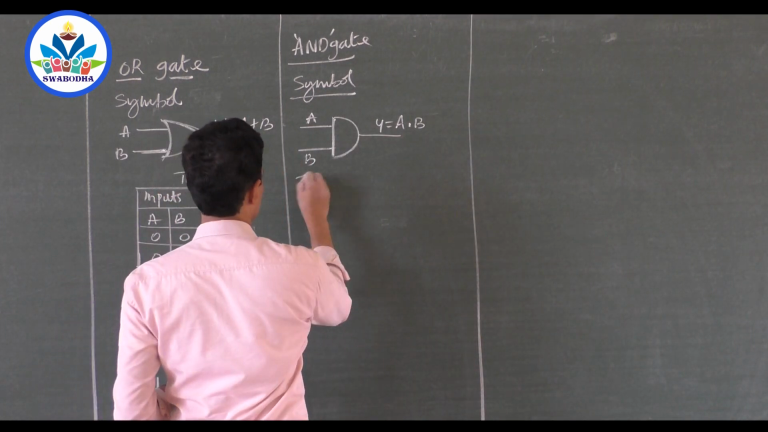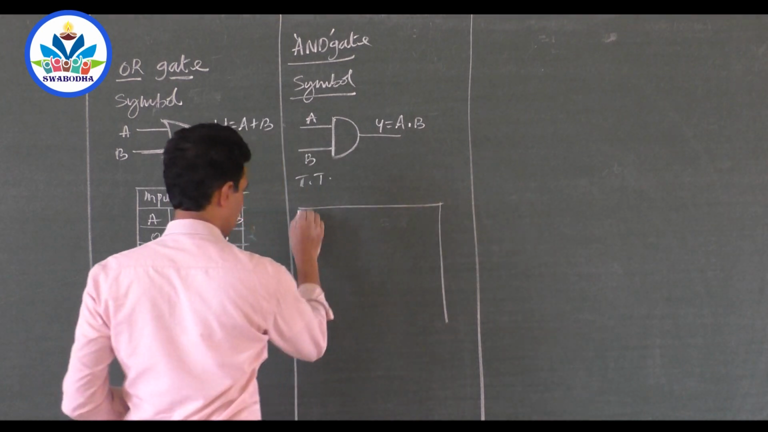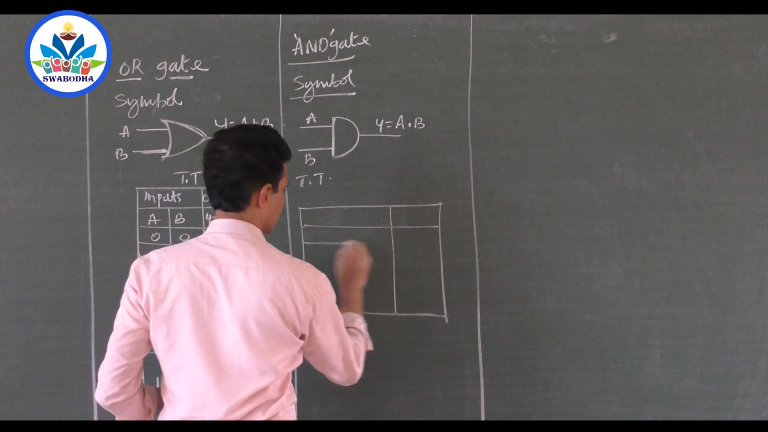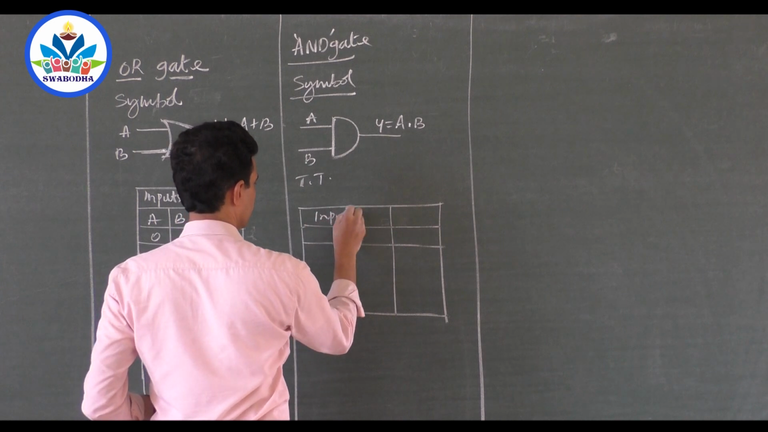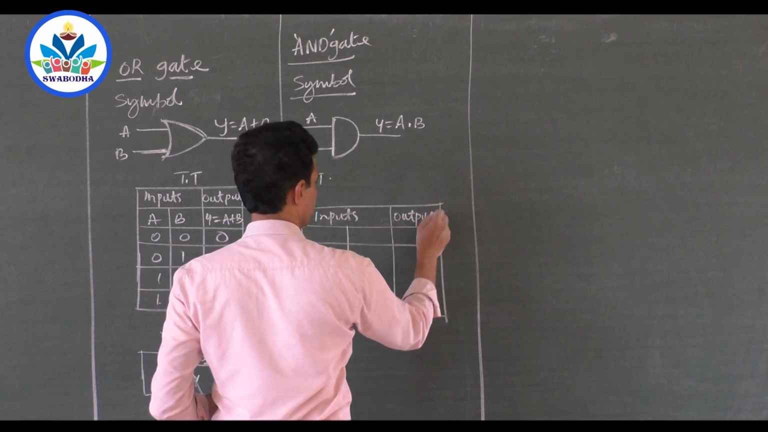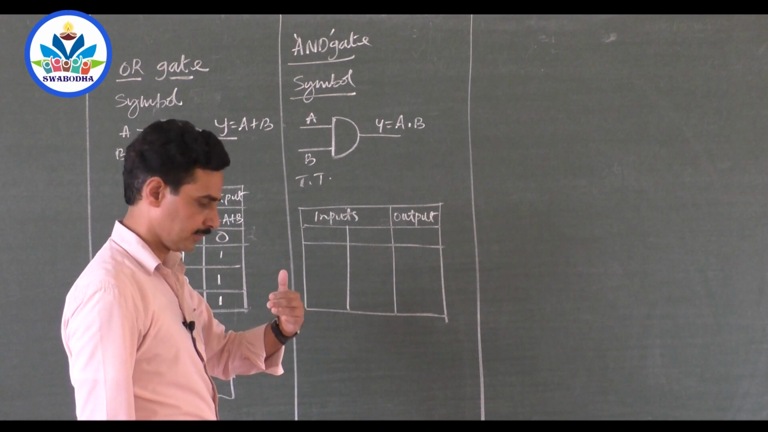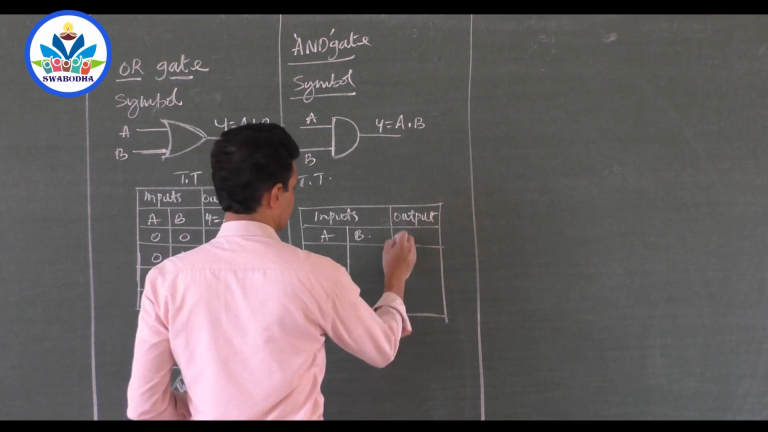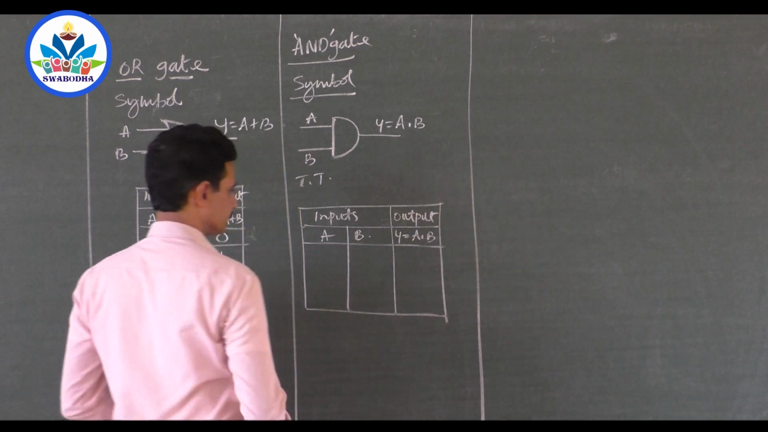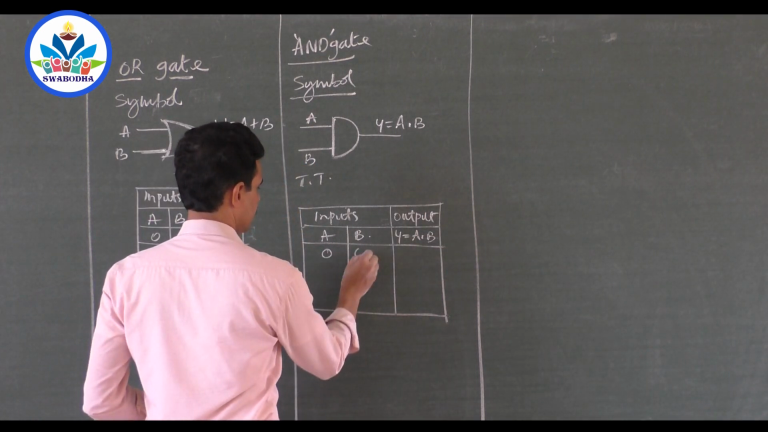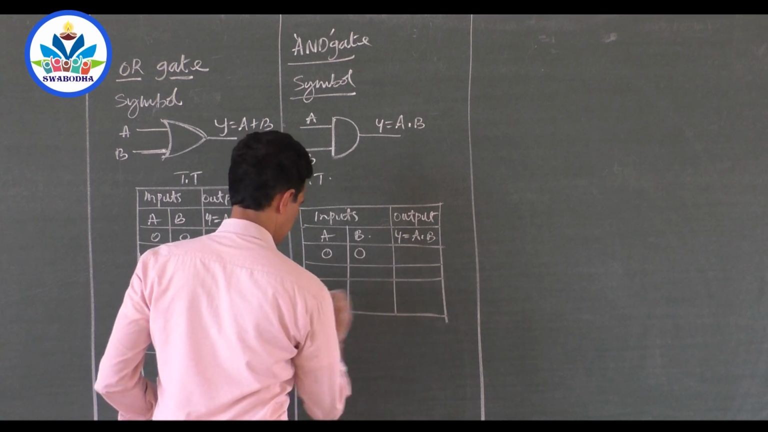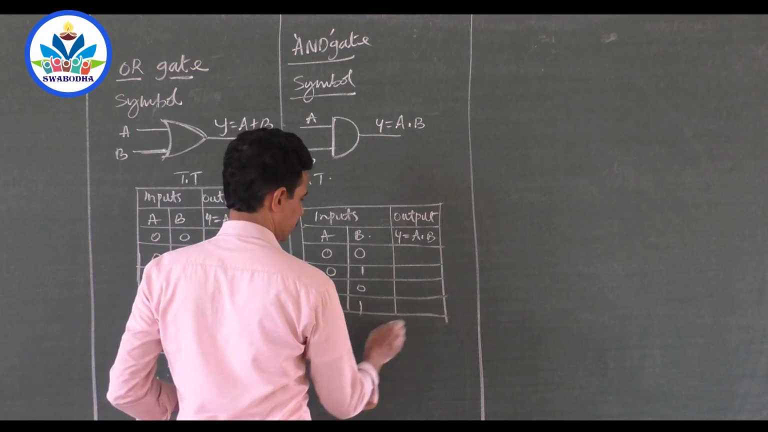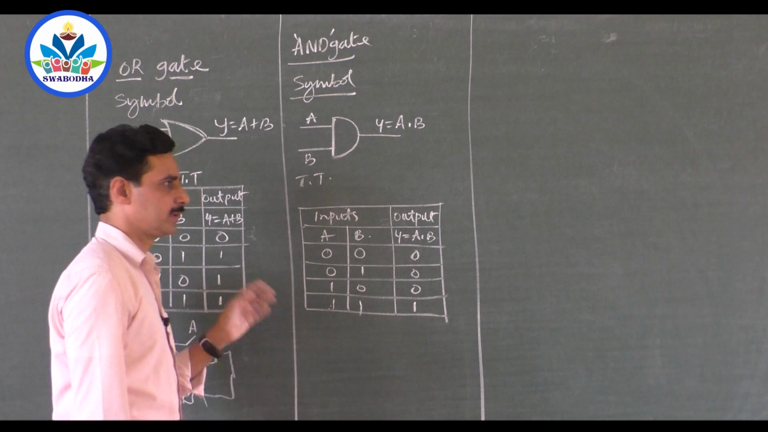And what is a truth table? All possible combinations of input and output. So I'll write it here: inputs, output. Input means whatever we give at the beginning part of the circuit. This is A, this is B, and this is Y is equal to A dot B. A is 0, B is 0. All possible combinations: 0 0, 0 1, 1 0, 1 1. Only when both the inputs are 1 you will get output 1, otherwise output is 0.